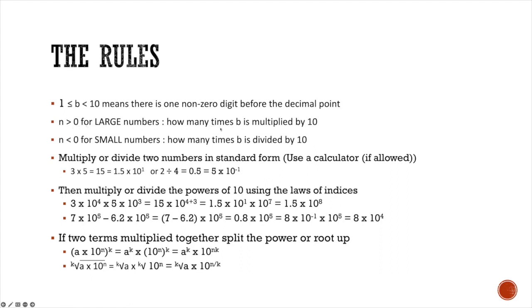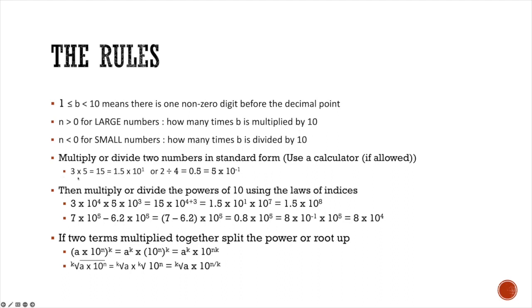We have to see how many times B is multiplied by 10. N is negative, or N smaller than 0, for small numbers. How many times B is divided by 10. So now, multiply or divide two numbers in standard form.